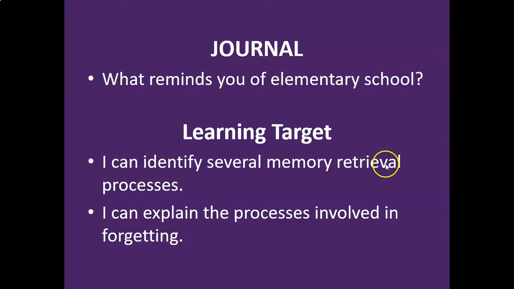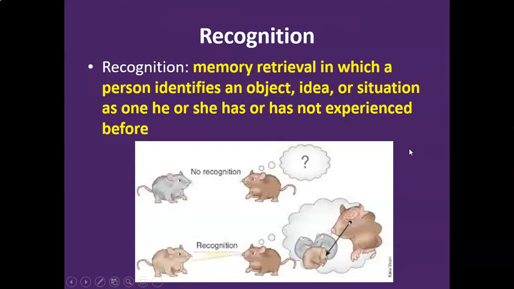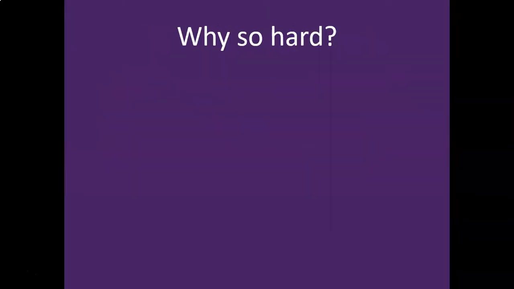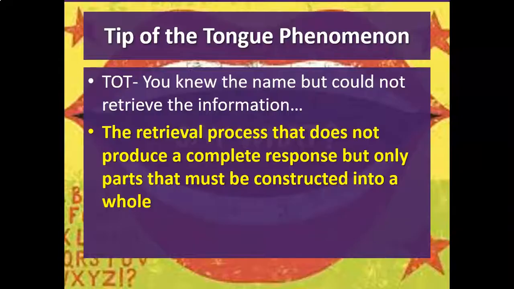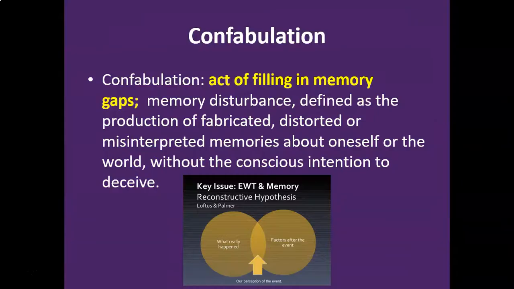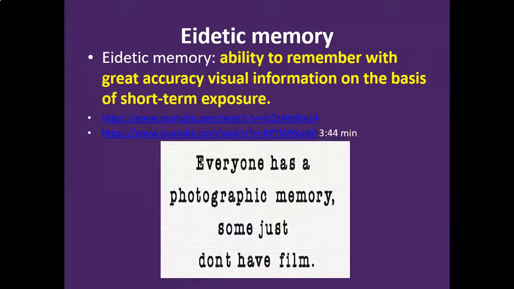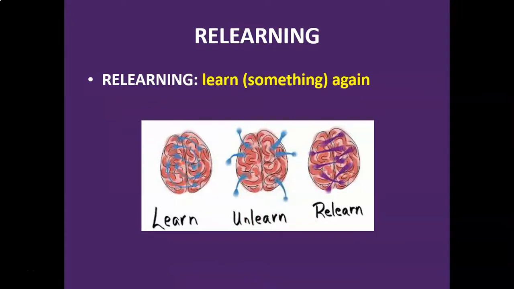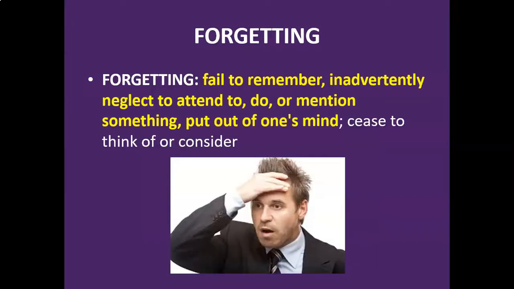And we've already discussed many of these. Recognition, recall. We went through all of this already. Remember the seven dwarfs. Schemas. I'm not sure, I think we got to relearning. So learn something again. And then we got to forgetting.